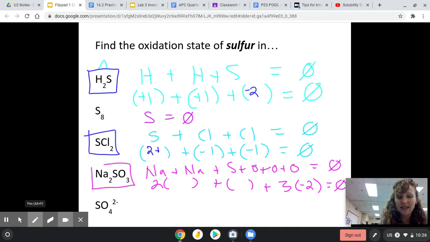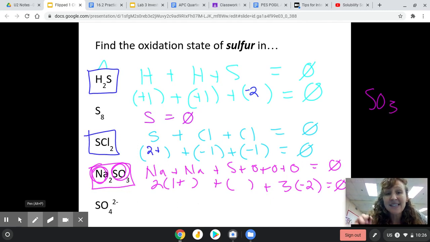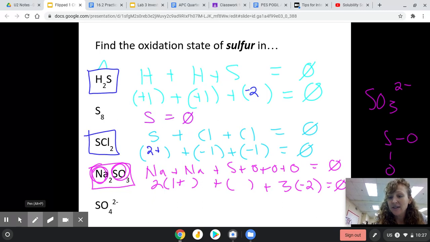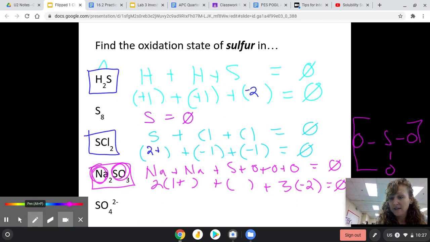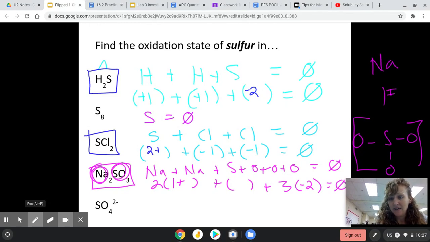And notice this is an ionic compound. We have an ion here and we have an ion here. So sodium's actually going to have a real charge in here of 1+. So we're going to use that actual charge. Now SO3 is the ion, right? SO3 is the ion, not S and not O. Between sulfur and oxygen, these bonds are covalent, but between the sulfite ion and sodium, this bond is going to be ionic. So bonds between sulfur and oxygen are covalent. Bonds between sulfite and sodium are going to be ionic.